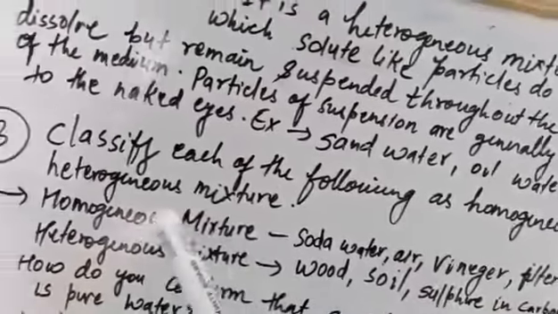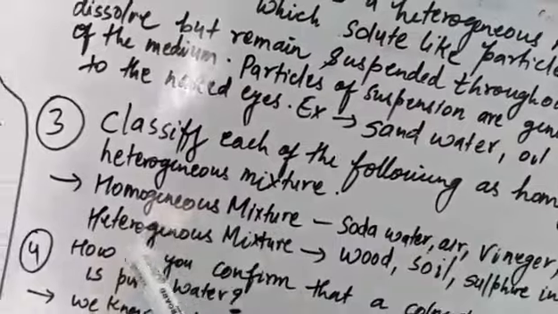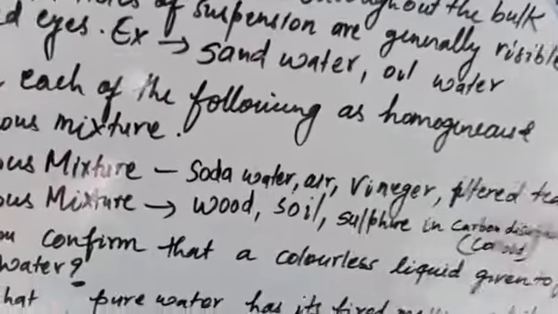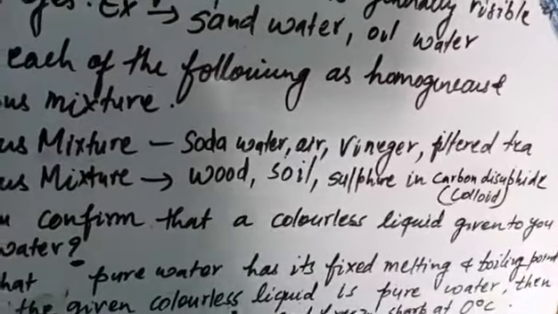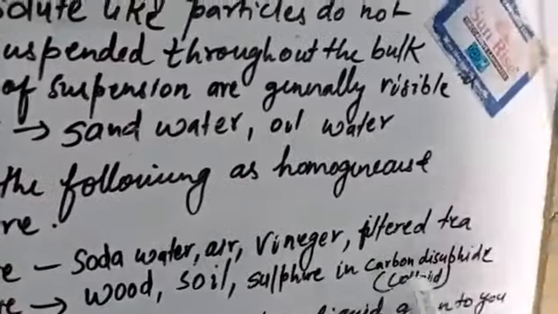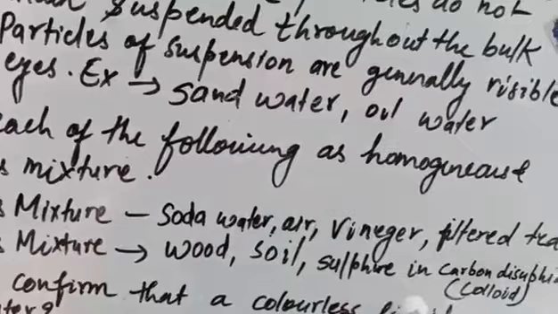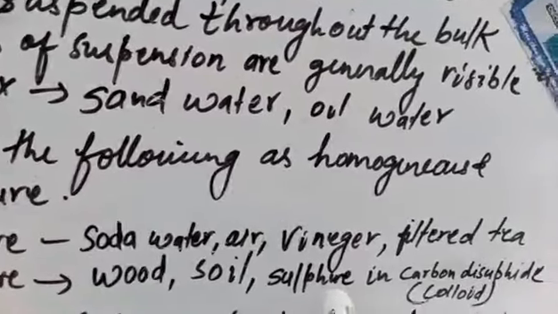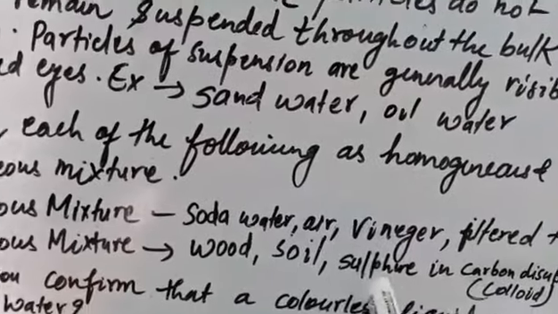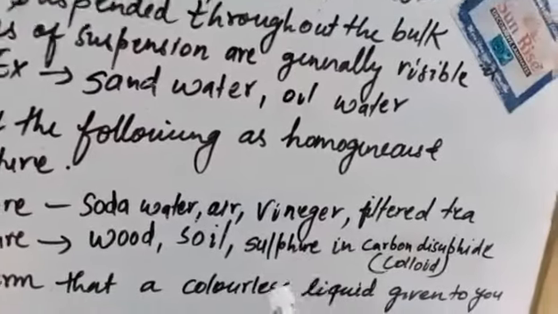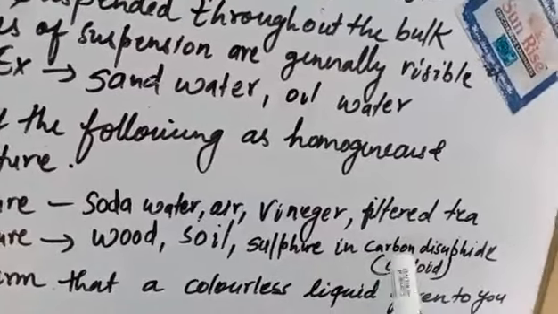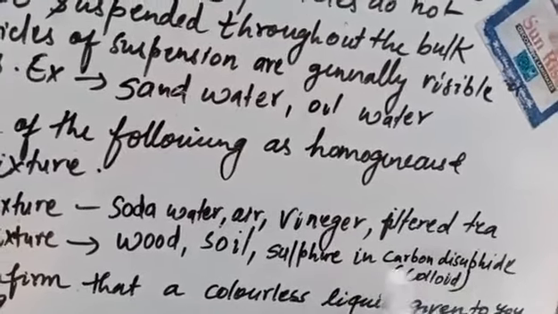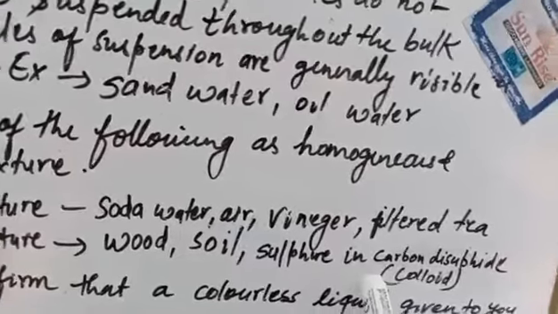So all the solutions come under homogeneous mixture. Now heterogeneous mixtures are wood, soil, sulfur and carbon disulfide. There was confusion about sulfur and carbon disulfide, whether it is a solution or a heterogeneous mixture. It is actually a heterogeneous mixture, because though we get a clear yellow solution by dissolving sulfur in carbon disulfide, when we pass light through this solution, it shows the Tyndall effect.